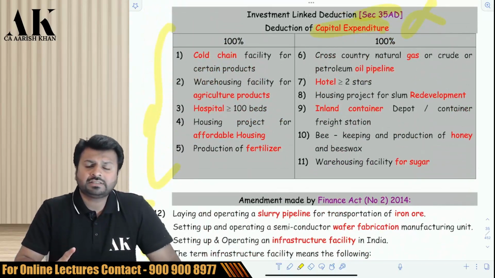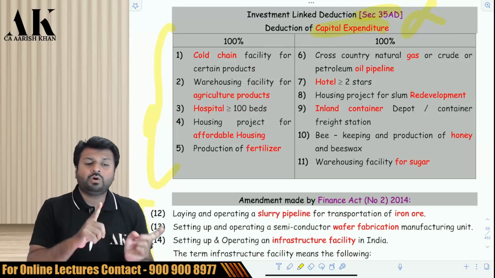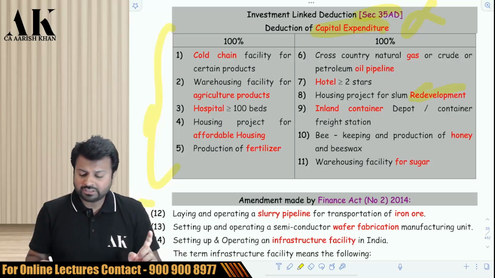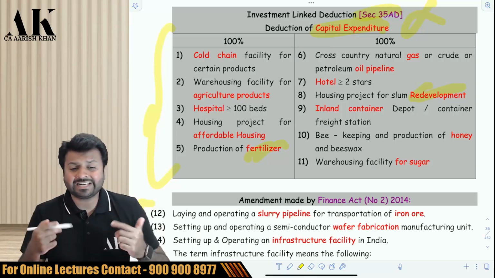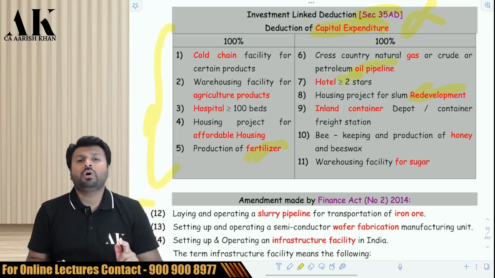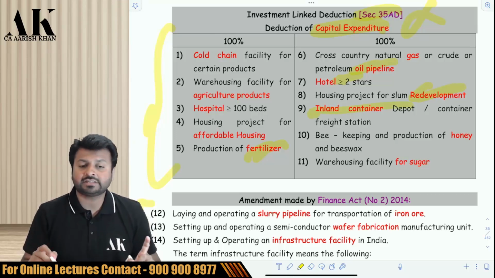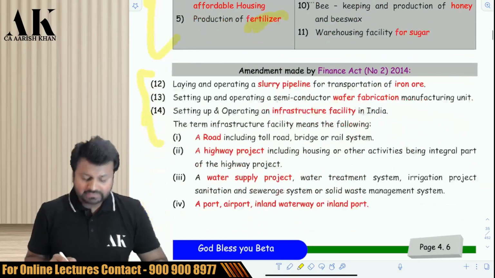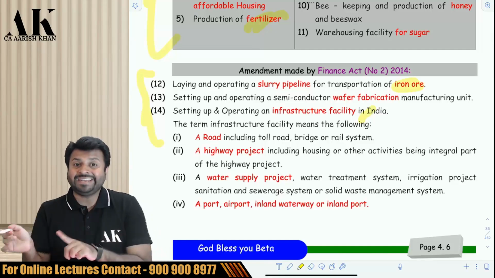The first business: the assessee should be engaged in a cold chain facility. Second, warehousing for agriculture produce, a hospital of at least 100 beds, a housing project under an affordable housing scheme, a housing project for slum redevelopment, production of fertilizer, a cross-country natural gas or crude oil or petroleum pipeline, a hotel of at least 2 stars, inland container depot, inland container freight station, beekeeping, production of honey and beeswax, a warehousing facility for sugar, then laying and operating a slurry pipeline for transportation of iron ore and not any other mineral.